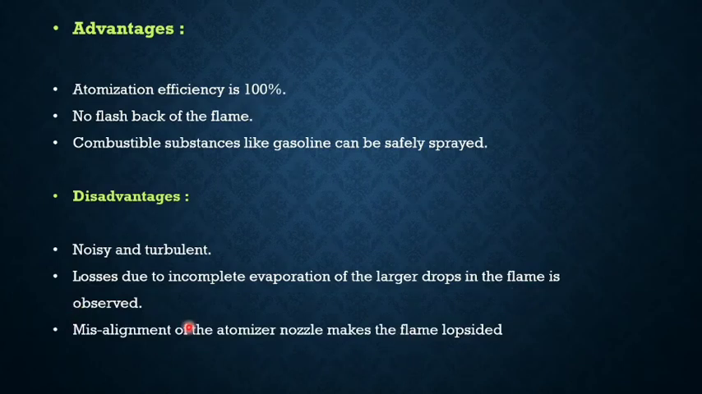Then, misalignment of the atomizer makes the flame lopsided. There is a non-uniform flame observed. Lopsided means it is hanging to one side. So these are the disadvantages of the total consumption burner.